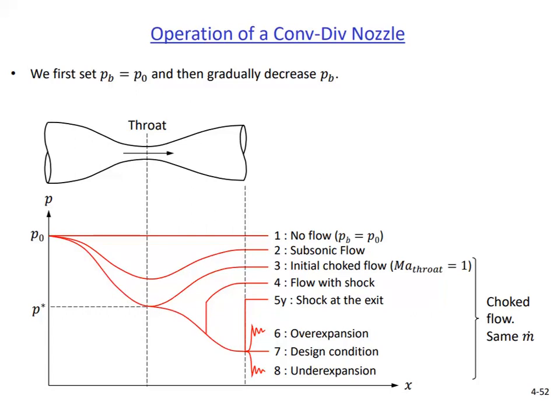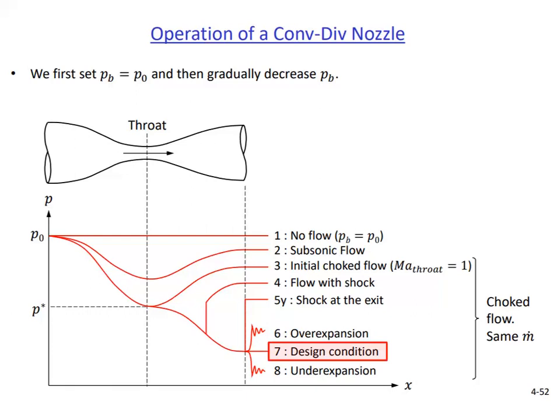The most extreme case of this is shown as case 5. This is the case where the back pressure is set to such a value that the shock occurs at the exit plane of the duct. This is the strongest shock we can have in this duct with the specified stagnation properties. This case is labeled as 5Y, meaning that the back pressure used for this case is the pressure after the shock located at the exit. The state before the shock, called state 5X, is as shown.